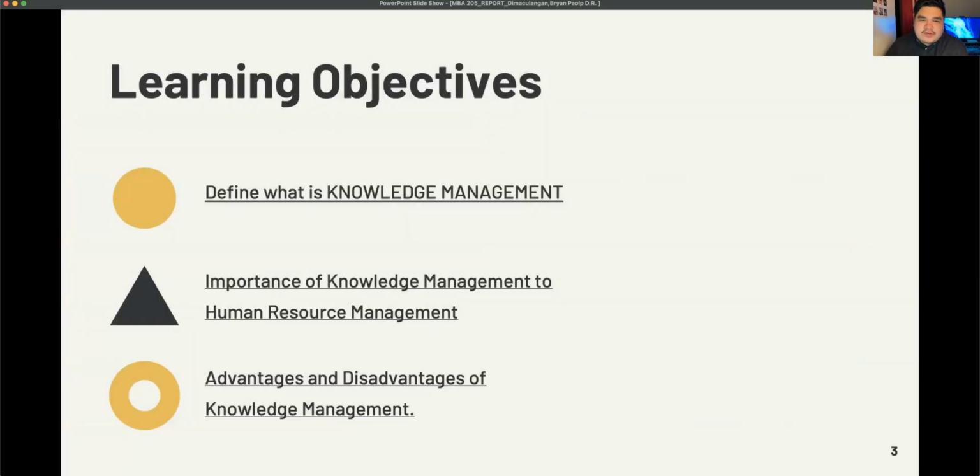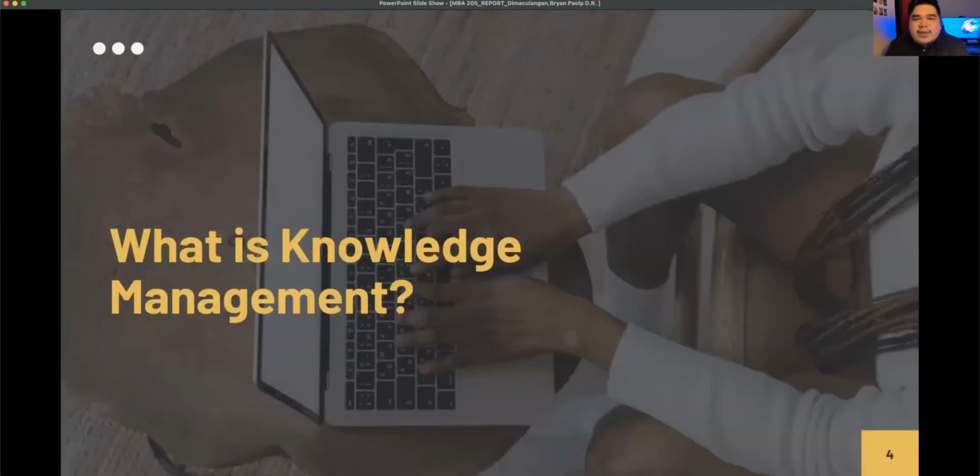As we discuss my first topic, let me first introduce the learning objectives or the coverage of my first topic. Of course, you will be defining what is knowledge management, what is the importance of knowledge management in an organization or in the human resource department alone. And lastly, we will also discuss the advantages and disadvantages of knowledge management. Now, the big question to start my topic report: what is knowledge management?